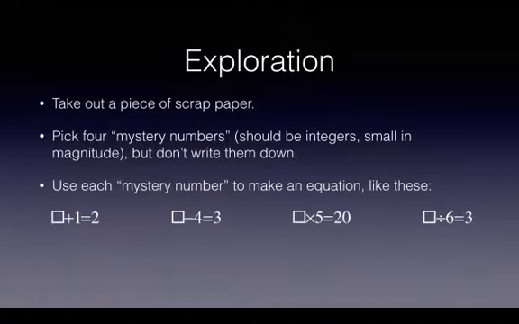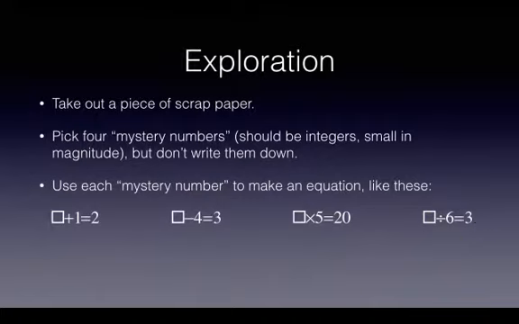So first of all, my first mystery number, which I didn't tell anyone what it was, I added a certain amount to it. I added 1 to it, and I came up with an answer of 2. Then for my second mystery number, I chose to subtract a certain amount. I subtracted 4 from it, and that gave me 3. And my third mystery number, I multiplied it by 5, and I ended up with 20. My fourth mystery number, I divided it by 6, and what I came up with was 3.